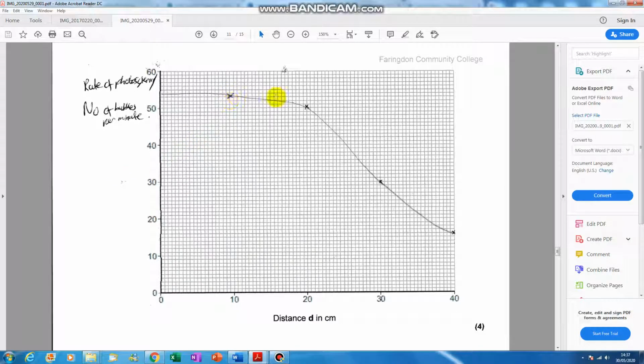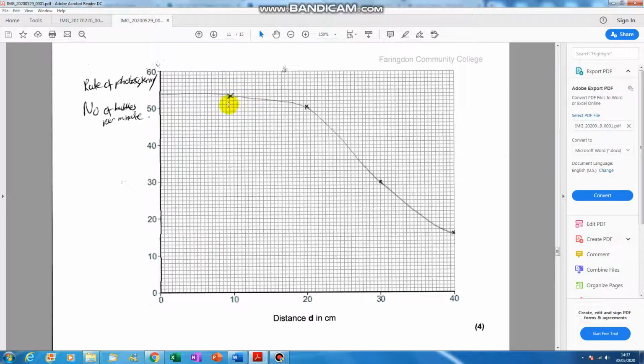So in terms of plotting a graph, you should use a sharp pencil and you should use crosses, and you should take the time to get the crosses in the right place. If your cross isn't precise to the nearest square, you will lose marks.